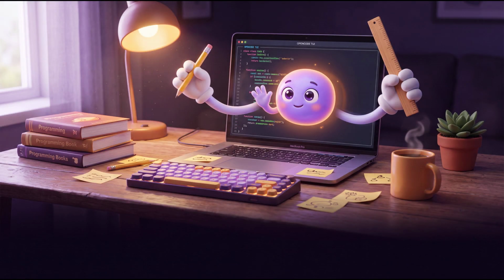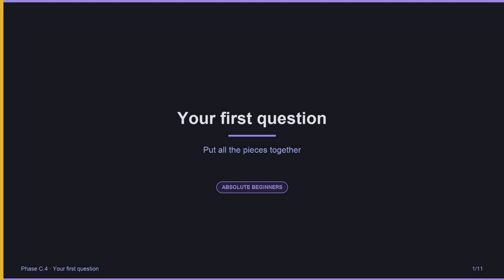Last lesson, /init. Today, the moment we've been building toward, your first real question to OpenCode. By the end of this lesson, you'll have asked OpenCode a real question, seen it answer, and felt the agent loop for the first time. We'll cover what makes a good first question, what to expect, and how to react when the answer comes back.